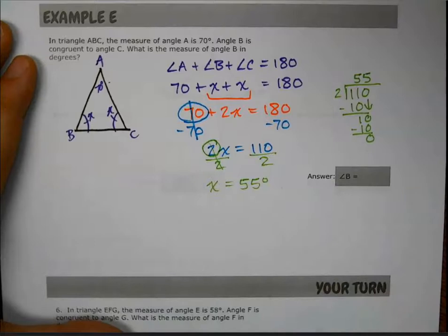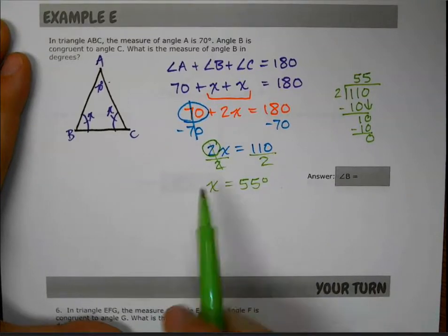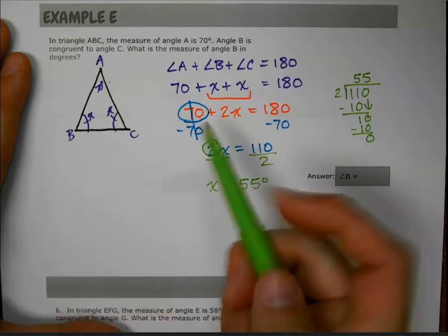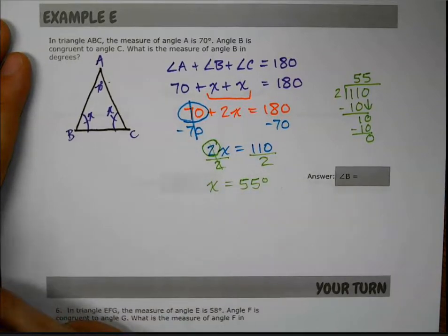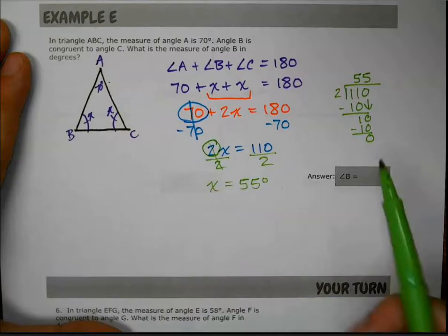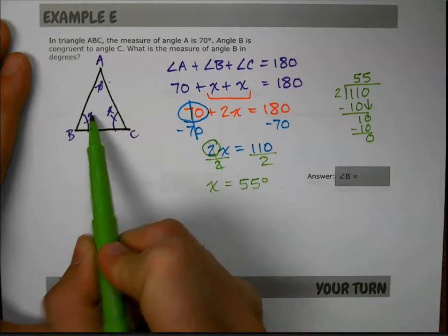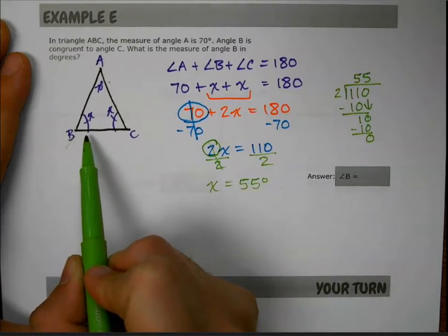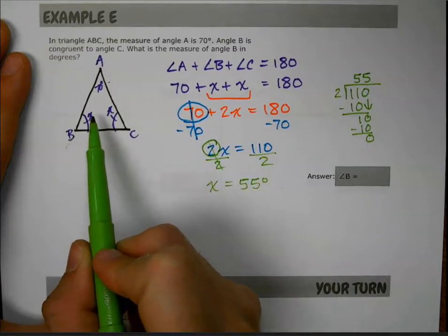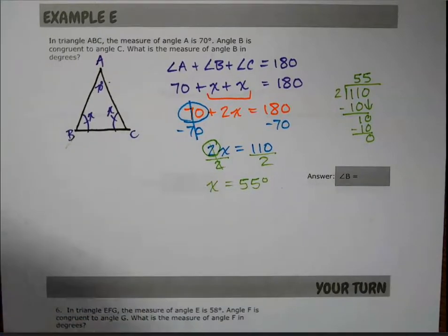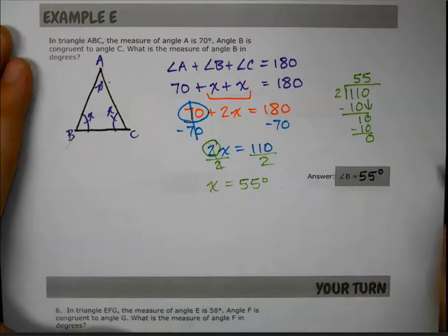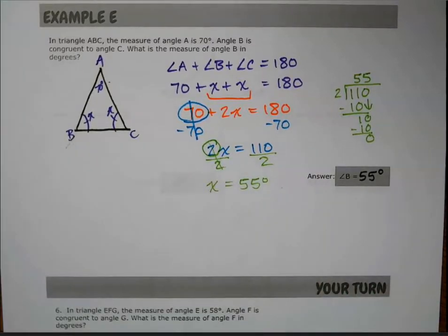Now, let's be sure that we are answering what they asked. They said, what is the measure of angle B? They didn't ask for x. In fact, they didn't have x in there at all. We put the x in there. Okay, x and angle B, though, they are the same. So, we're okay with this one. Angle B is the same thing as x. So, angle B is 55 degrees. Okay, go ahead and do the your turn on your own.